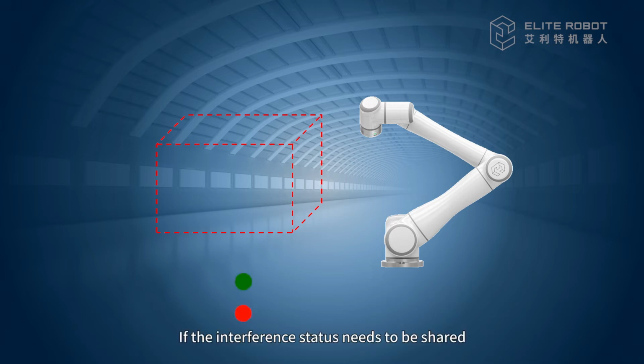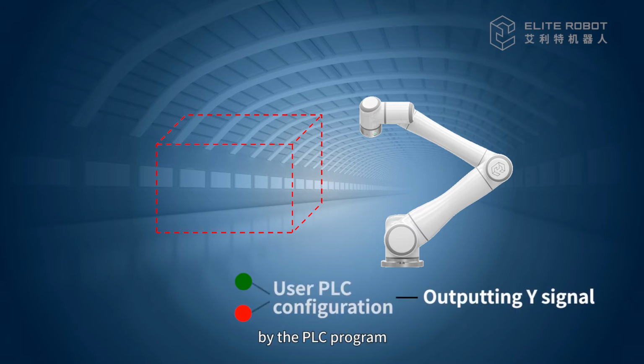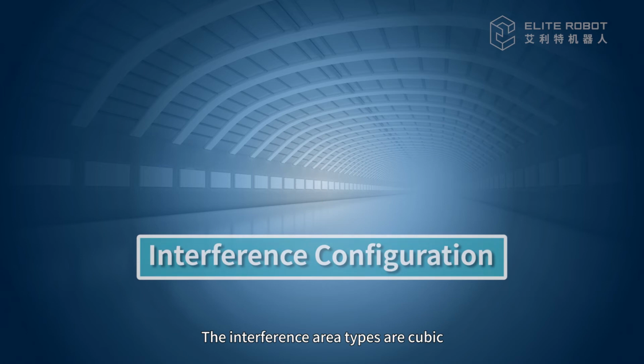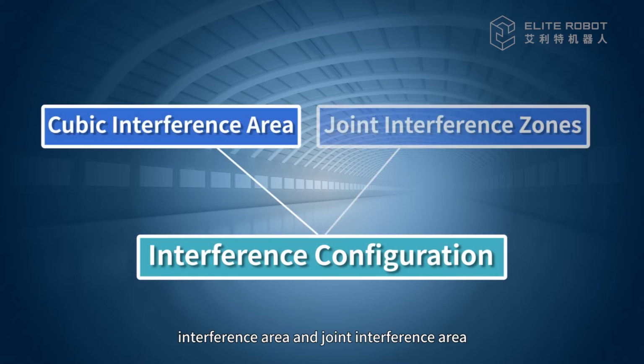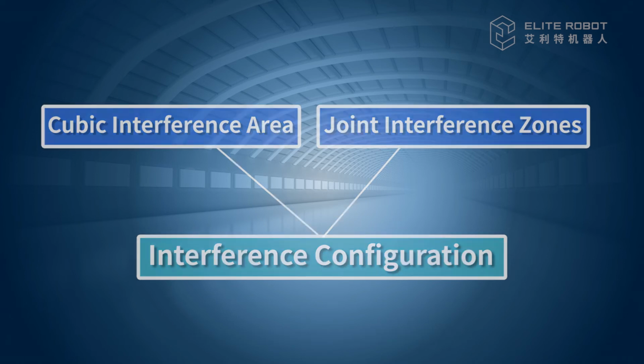If the interference status needs to be shared with an external device, the simplest way is mapping the corresponding M register to a Y signal by the PLC program and wire the corresponding output port on the I/O board to the desired external device. The interference area types are cubic interference area and joint interference area.